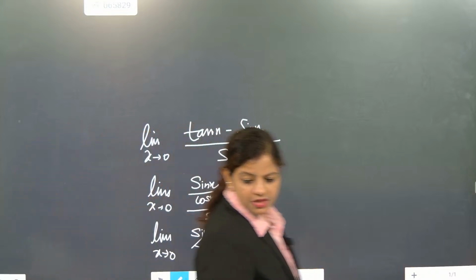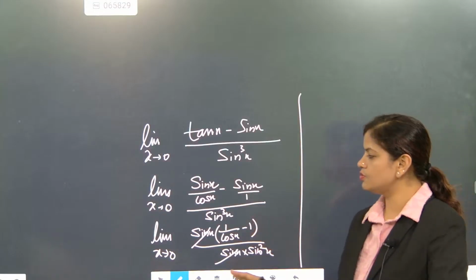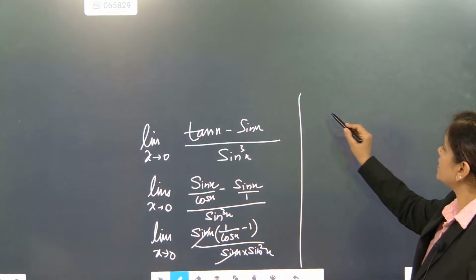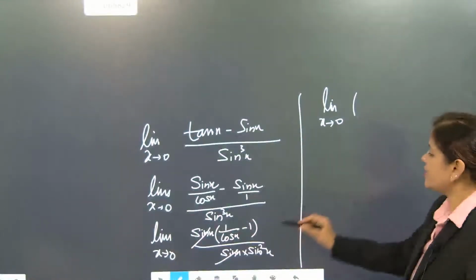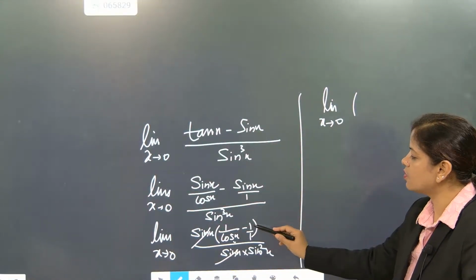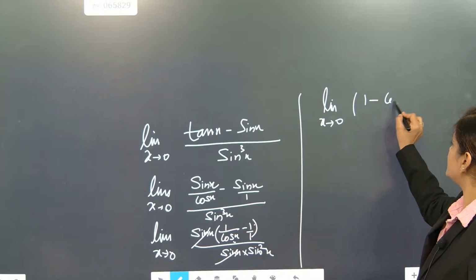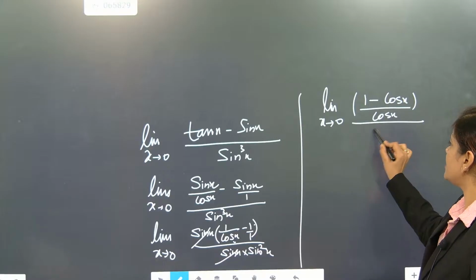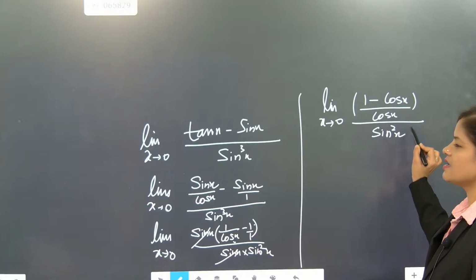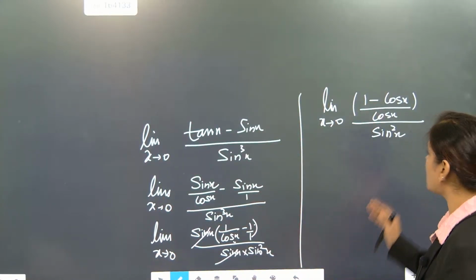Patience is needed to solve these questions. Understood now? After this, many students do wrong steps. Don't do anything else, just check how I am solving. Limit x tends to 0, you take LCM. It will become 1 minus cos x by cos x, and the denominator part is written as sin square x. Understood? In a hurry I did not substitute the value, I just solved till here.